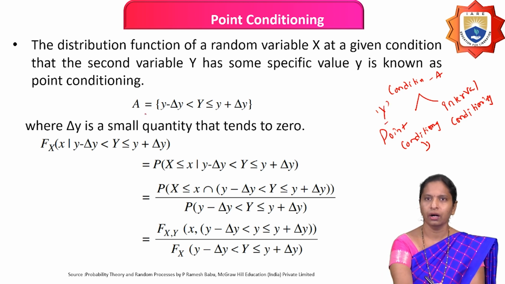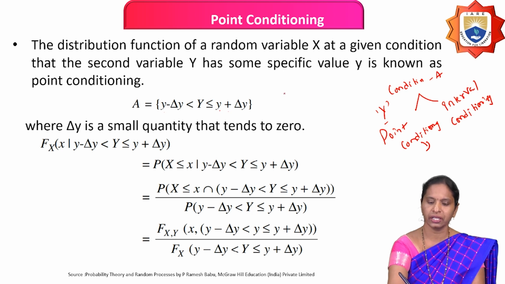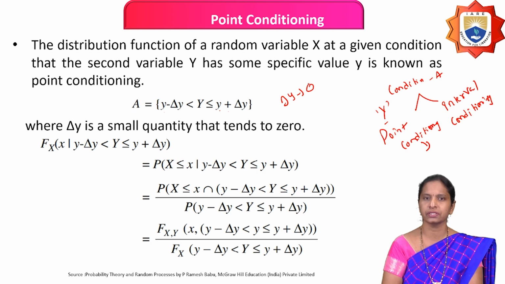Now, how am I defining here? A is equal to what? y minus delta y less than or equal to y plus delta y. Here, what is delta y? It is very small and approximately 0.